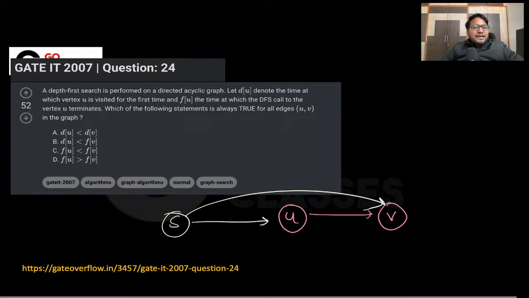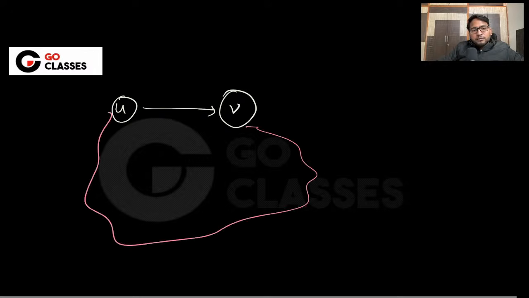See, this is an acyclic graph in the sense that, tell me, if there is an edge from U to V, can there be a path from V to U? If this is a directed acyclic graph and there's an edge from U to V, can you have any path from V to U? No, right? You can't have. Okay, that's for sure. You can't have any path from here to here. Why that is important, I will tell you.